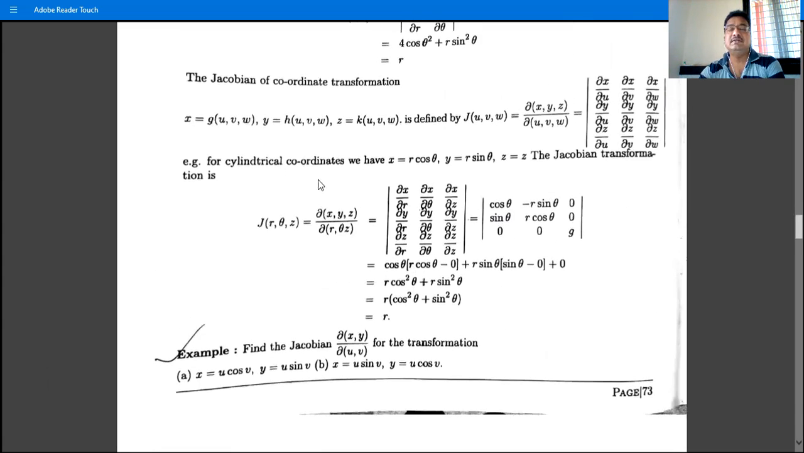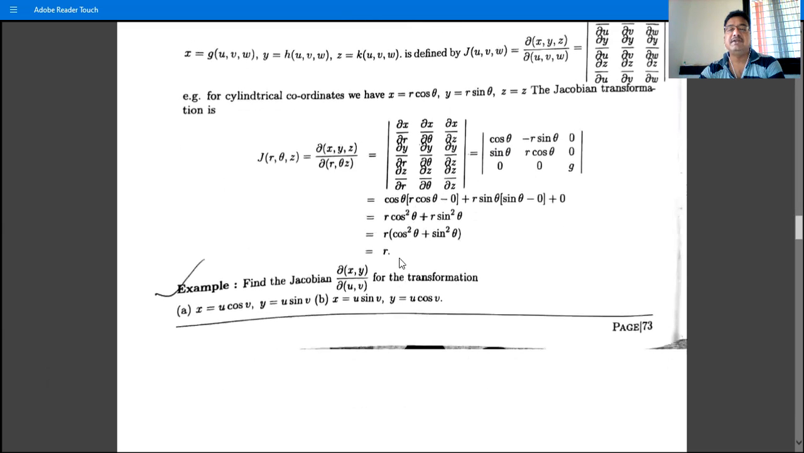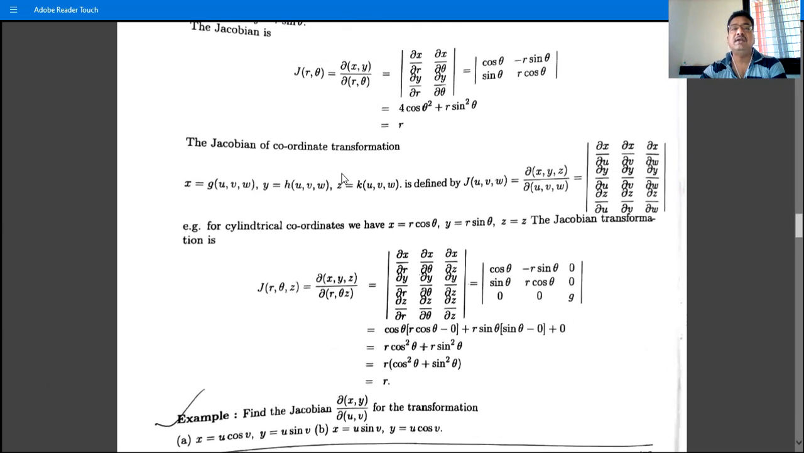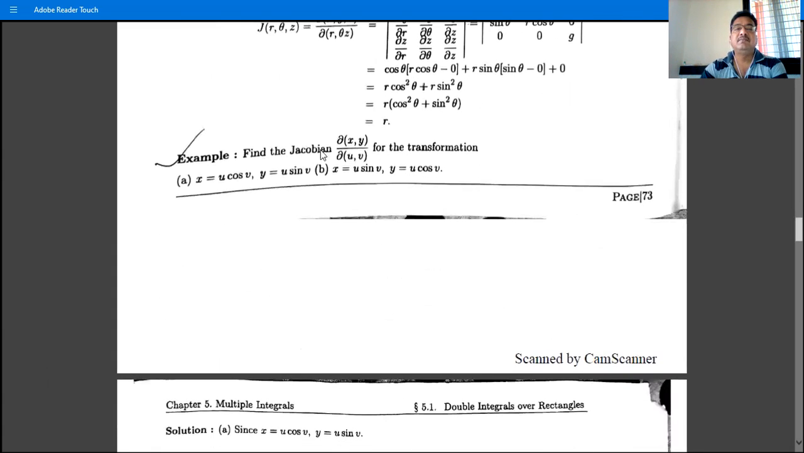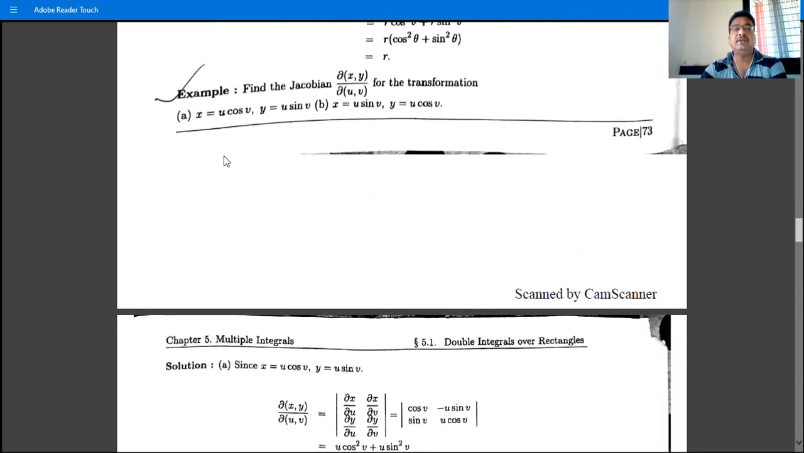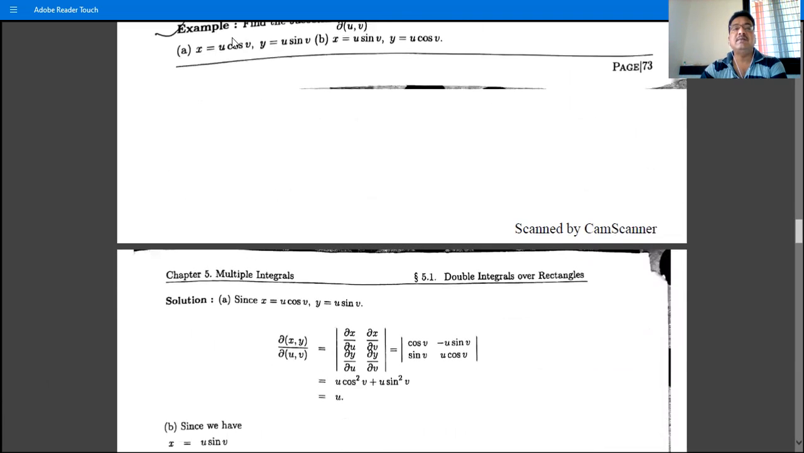These are the cylindrical coordinates. Then the Jacobian is also r. For polar coordinates, the Jacobian is r. For cylindrical coordinates, the Jacobian is r. Find the Jacobian ∂(x,y)/∂(u,v) for the transformation x equals u cos v, y equals u sin v. So, first example.